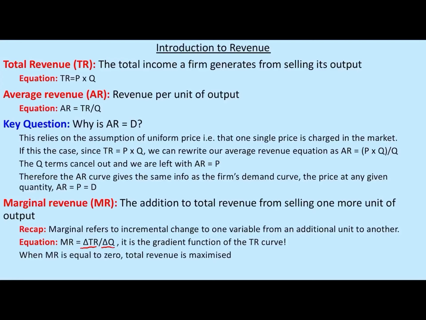When marginal revenue is equal to 0, total revenue is maximised, and we'll be looking at that in more depth later on. Marginal revenue is a really important concept for working out how to maximise profits, and we'll look at that in our profits topic.